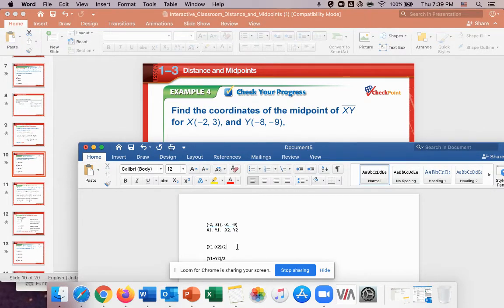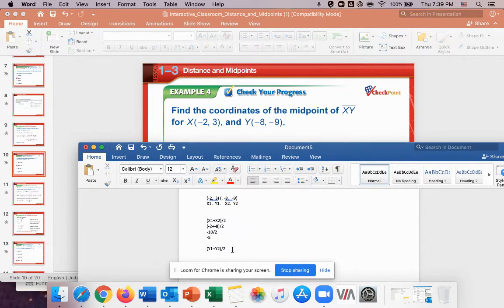All right, so now we sub it in. What's our x1? -2. What's our x2? That's going to be -8. And divide that by 2. -8 plus -2 is going to be -10. Divided by 2 is going to be -5.